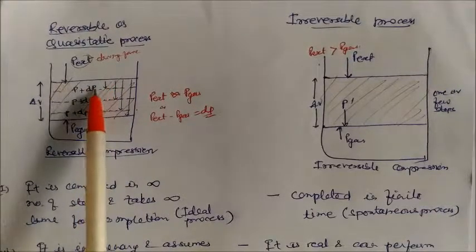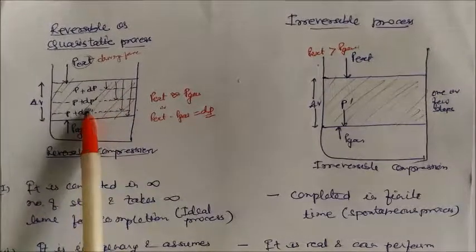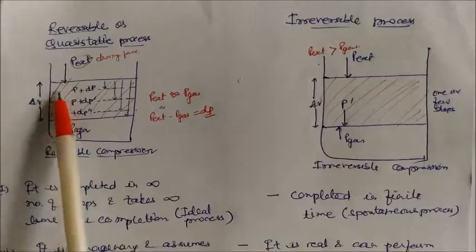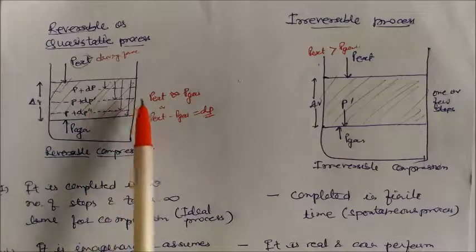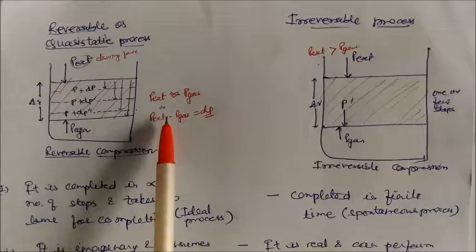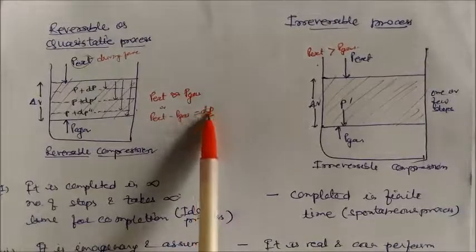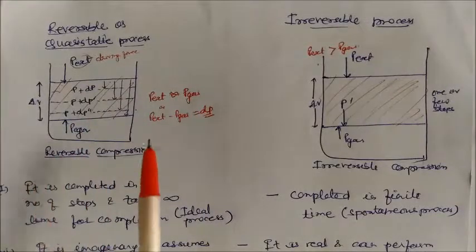So in a reversible process, a system departs from equilibrium only by an infinitesimally small value. The value is very, very small, and at every instant the system remains virtually in a state of equilibrium, which is not possible with these two irreversible expansion or compression processes done in one step.